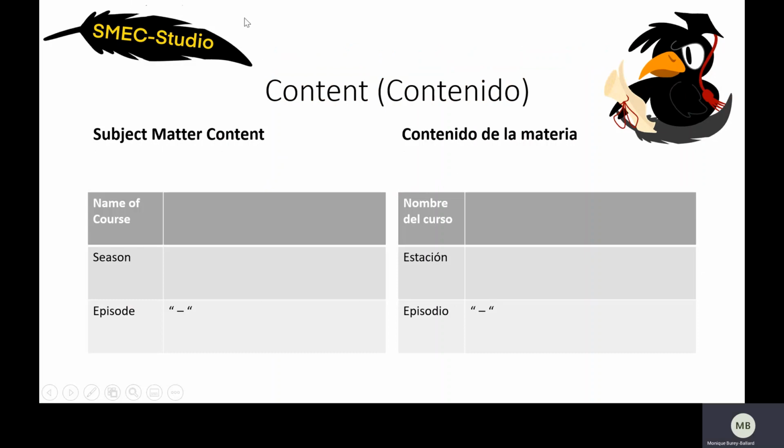Notice again the feather and the owl. Notice that on the left-hand side will be English and on the right-hand side will be Español. You will get a chance to understand what the subject matter is or what the content or main idea or topic is about. I will share with you the name of the course, the season, and which episode you are in. There are up to 13 episodes per season.